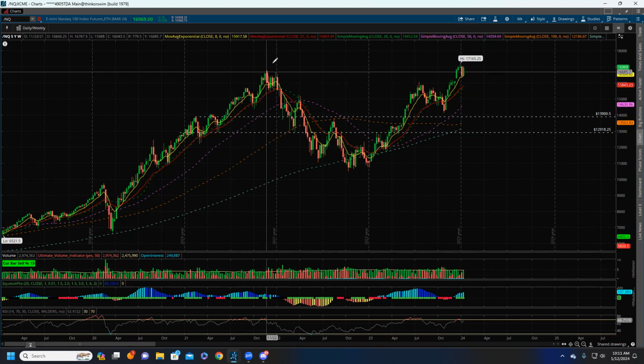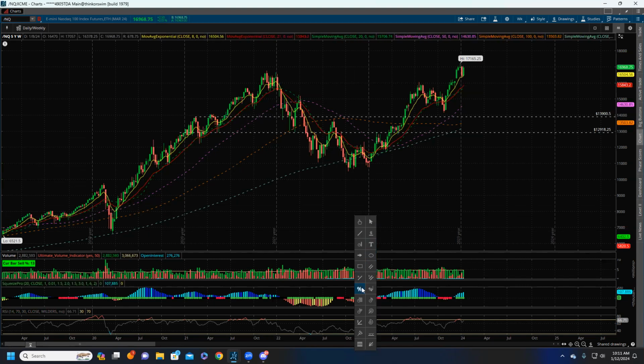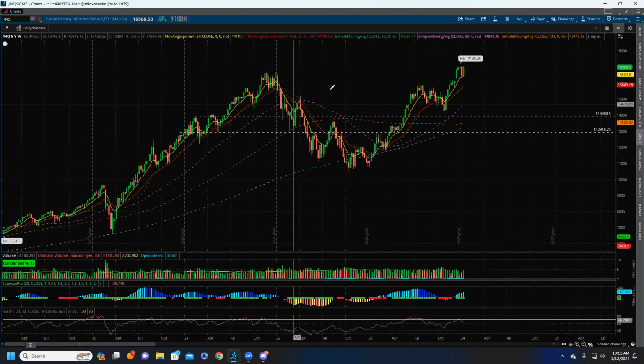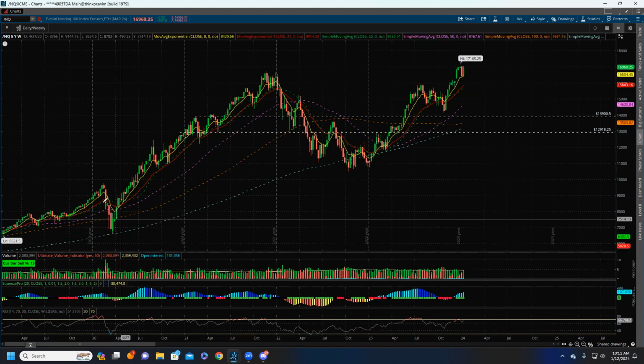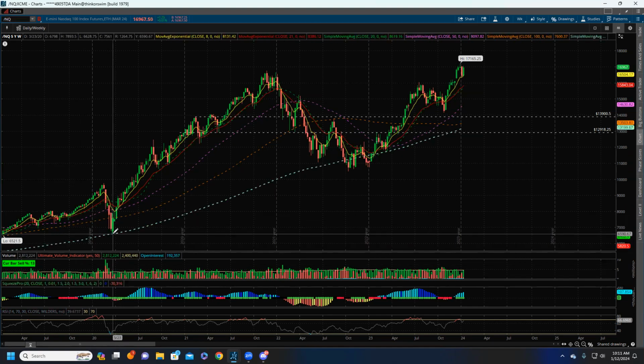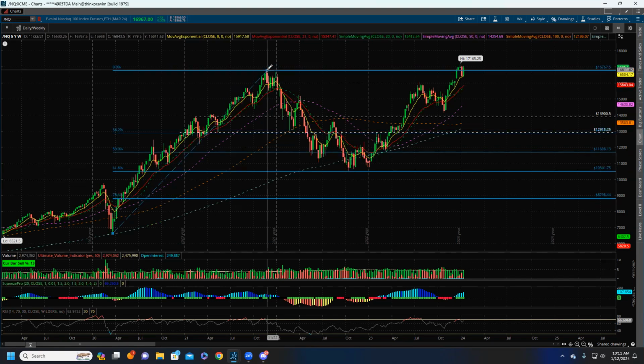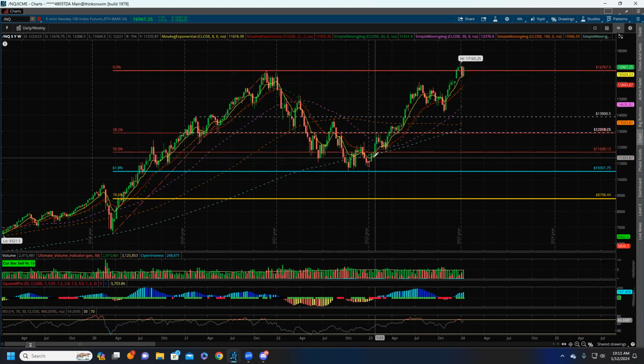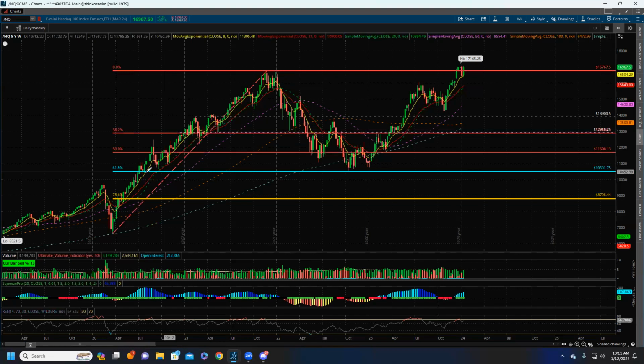So first thing I'm gonna do is, let's take a look at what the Fibonacci is. Is this thing following any retracement patterns or anything like that? So I'm gonna take this swing low from COVID up to that COVID high. And what do we know? We had a perfect bounce at the 61.8.